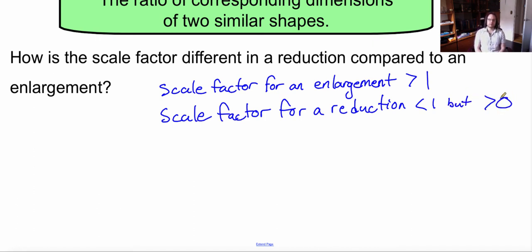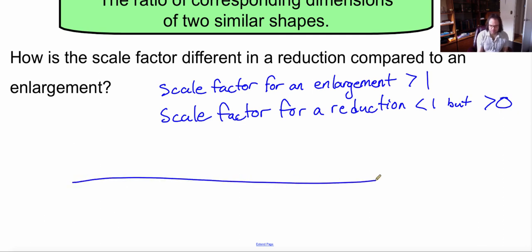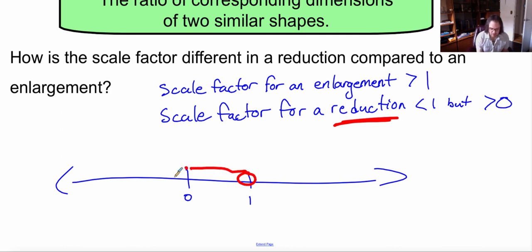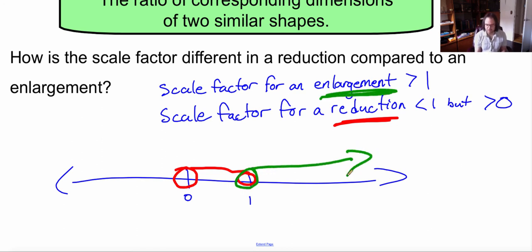So let's see what this looks like. If I have a number line, I'm going to put 0 right here, and here I'm going to have 1. My red is going to be my reduction. So my reduction must be less than 1, it cannot equal 1, so I'm going to have an open circle. And it has to be greater than 0, but not equal, so an open circle. Now, let's do green as my enlargement. So my enlargement, once again an open circle, is everything bigger than 1.